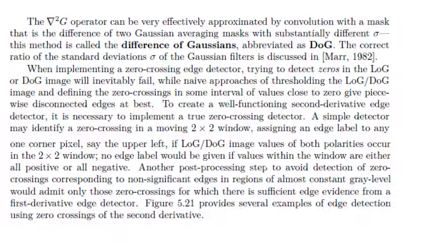Then another post-processing step is to avoid detecting zero crossings that correspond to non-significant edges in regions of almost constant gray level. That would admit only those zero crossings for which there is sufficient edge evidence from a first derivative edge detector.